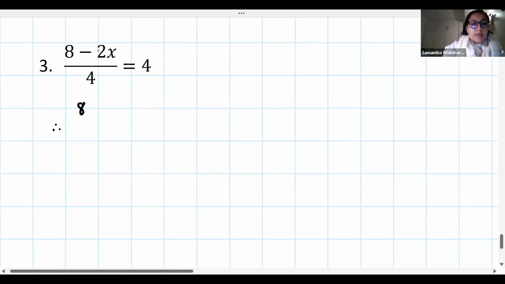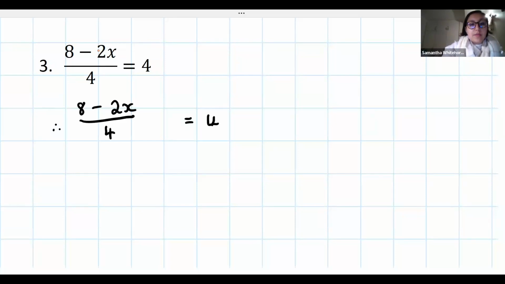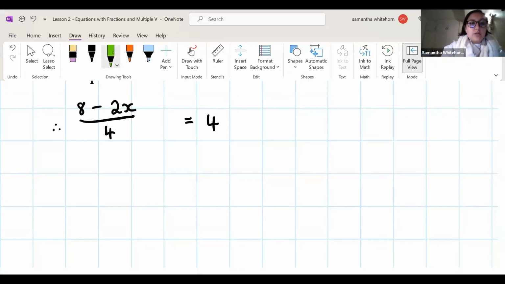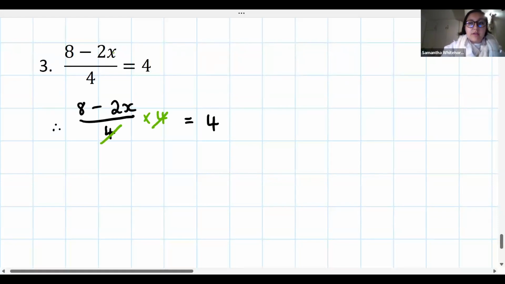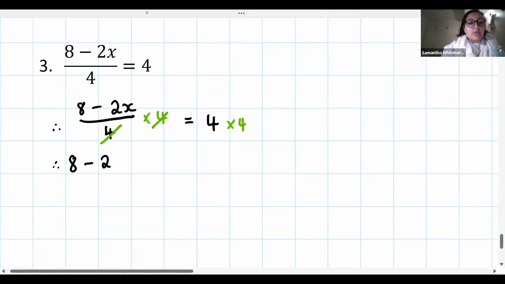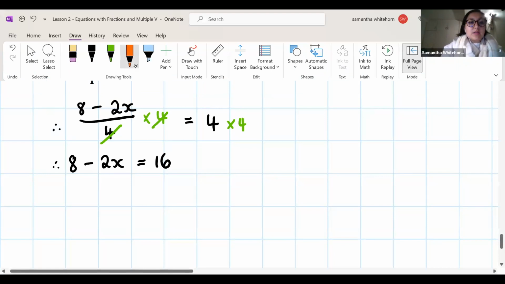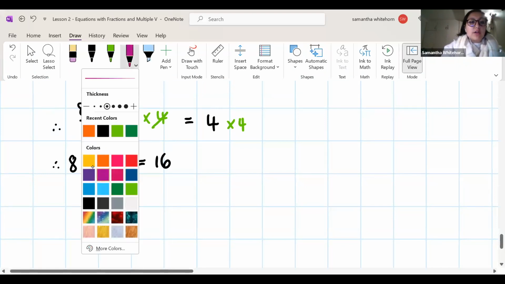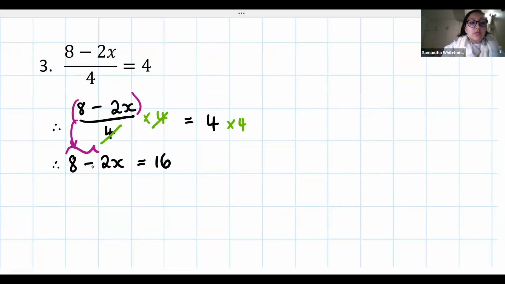I'm just going to rewrite it so I've got my space. We've still got the fraction, which is divided by 4, and we still don't like that. So what we do is we times by 4. That gets rid of my fraction. Do the same thing on the right, because what I do on the left, I have to do to the right. And so now we've got 8 minus 2x is equal to 16. So even when there's multiple terms in your numerator, once you've gotten rid of your fraction, those terms still remain. They don't go anywhere. So the 8 minus 2x is now equal to the 4 times 4, which is 16. And then we solve our equation.